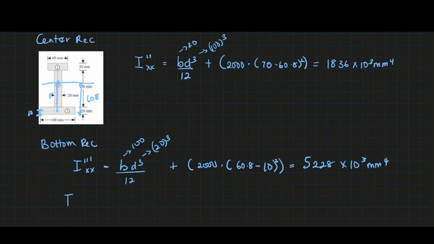Next, to get the total moment of inertia in the x-axis, we're just going to add everything up: I bar xx plus I bar xx plus I bar xx. That's simply going to be 12,850 times 10 raised to 3 mm^4. That's just the final answer.